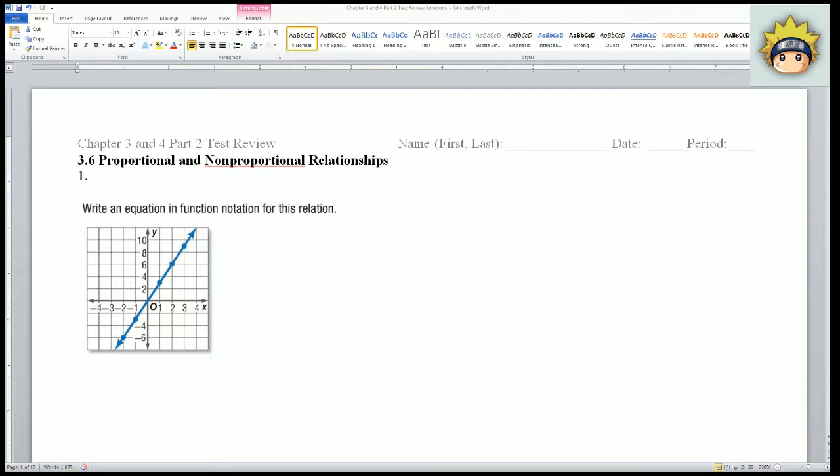This is the homework solution for chapter 3, part 2, the test review. This video is going to be covering problems 1 through number 7. That is the proportion and the non-proportional relationship.